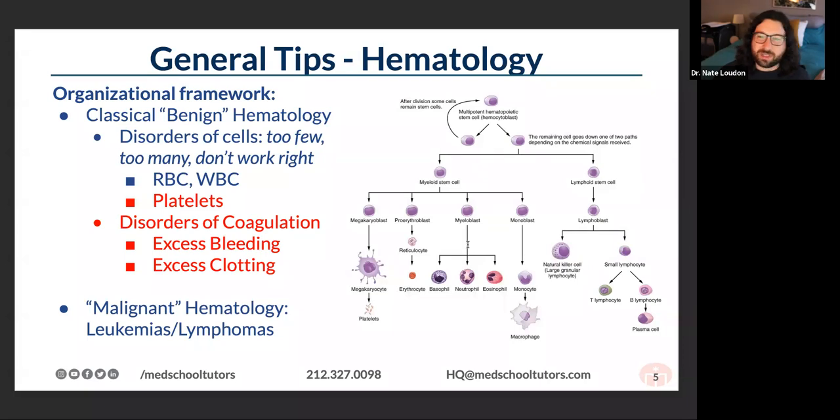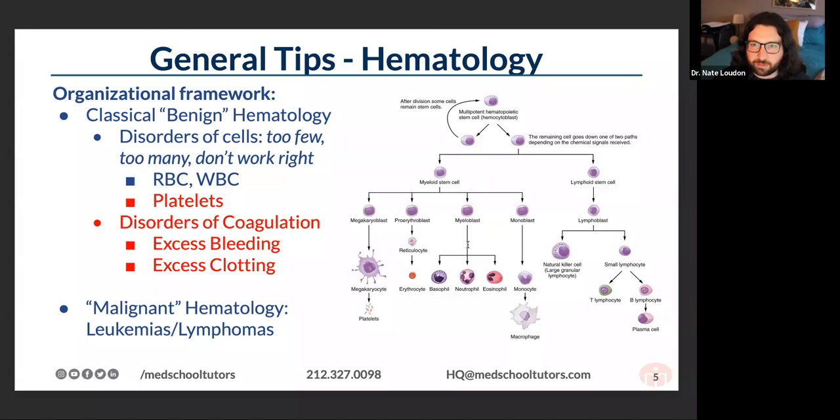So with that in mind, we'll lay a little foundation of what is going on with blood, hematology in general. In classical benign hematology teaching, we talk about when there's a problem with cells: are there too few cells, too many cells, or cells that don't work right? Our discussion today is going to center on those three buckets, and we'll talk about examples of each.